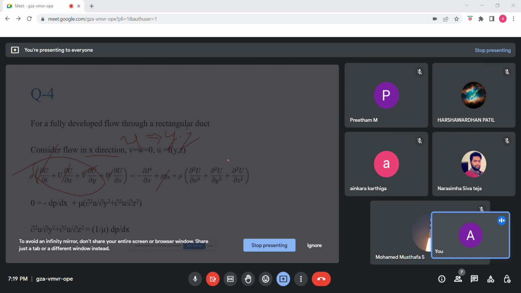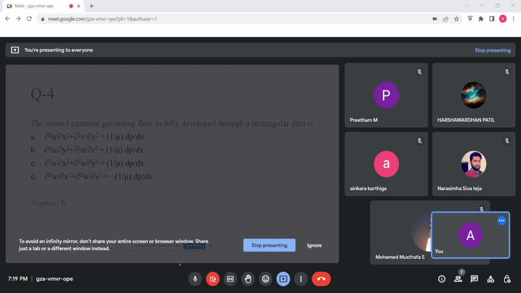So minus ∂p/∂x remains, this term remains, and here again ∂u does not vary in the x direction, so it becomes 0. All the remaining terms are present. So when this term goes to the other side, and mu is transferred to the other side, we get ∂²u/∂y² plus ∂²u/∂z² is equal to 1/mu ∂p/∂x. So which is option B.